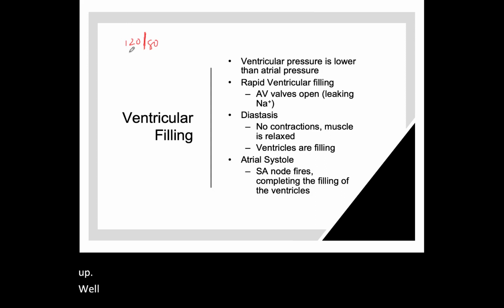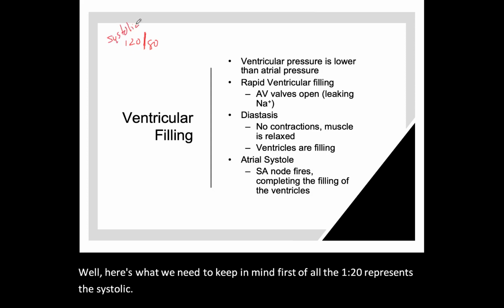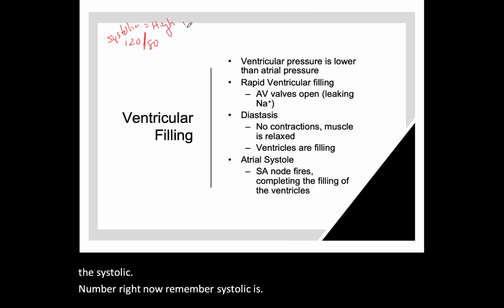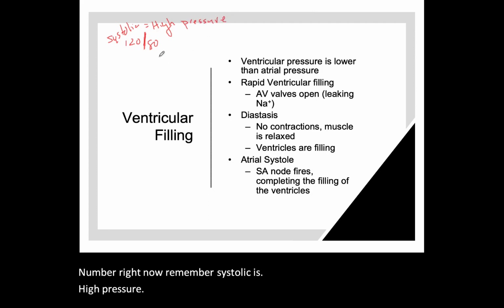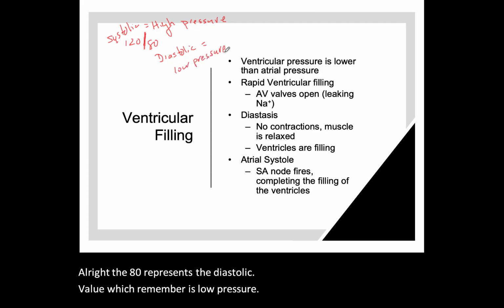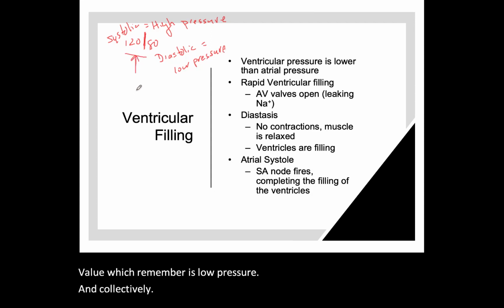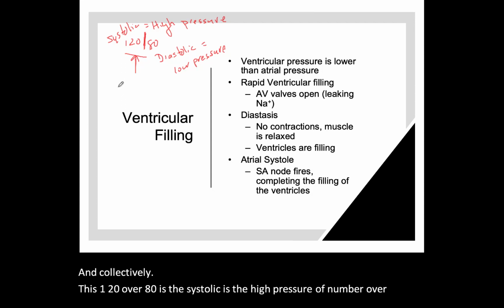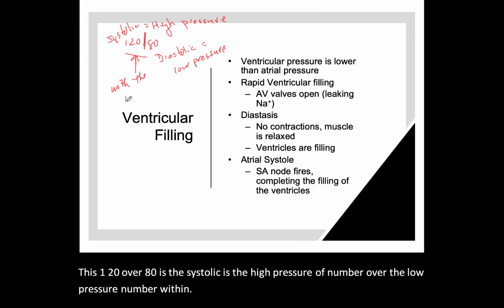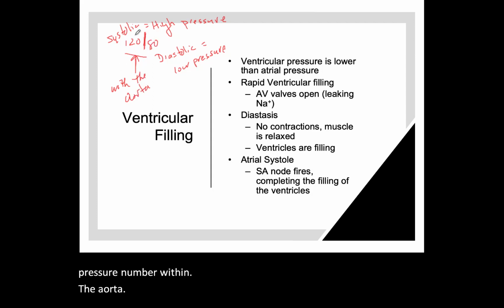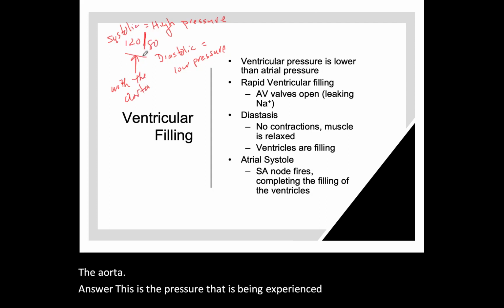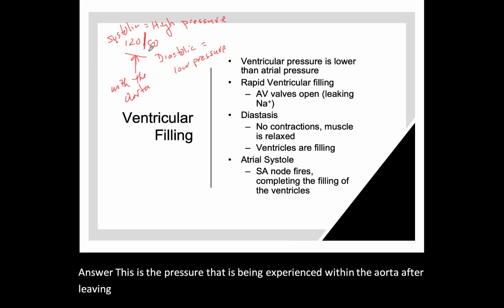Here's what we need to keep in mind. First of all, the 120 represents the systolic number. Remember, systolic is high pressure. The 80 represents the diastolic value, which remember is low pressure. Collectively, this 120 over 80 is the systolic, the high pressure number, over the diastolic, the low pressure number, within the aorta. This is the pressure being experienced within the aorta after leaving the left ventricle. That's important for us to keep in mind.